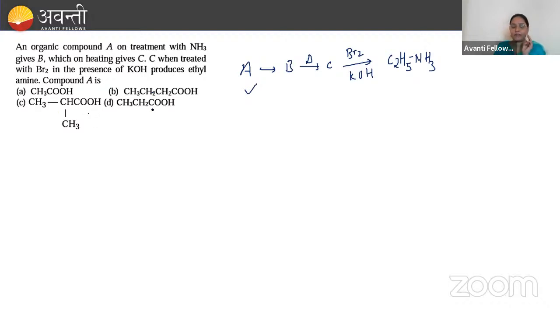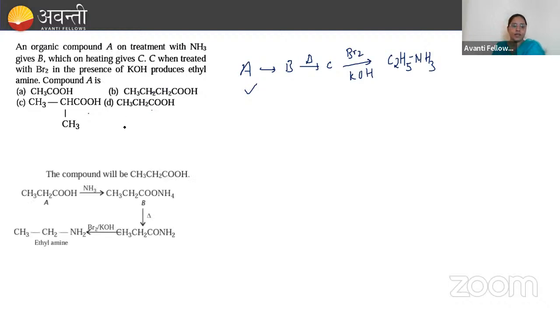So let's try to summarize the reaction. Here you can see compound A, which I have taken as option D: CH3CH2COOH. When it reacts with NH3, there will be formation of this type of compound, COONH4, which on heating will give me the amide. When the amide undergoes reaction with Br2 and KOH, this is the Hofmann bromamide reaction, in which the CO group leaves the molecule and there is a formation of the respective amine. So that's why this is the correct answer, that is option D.